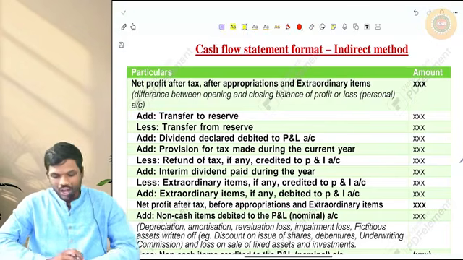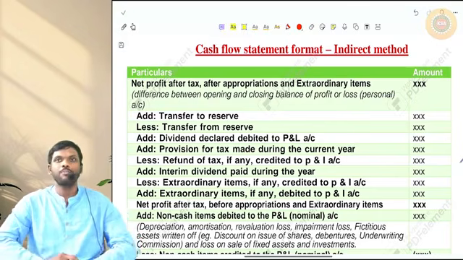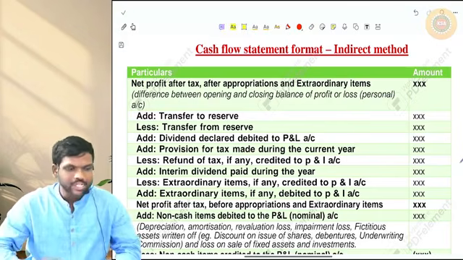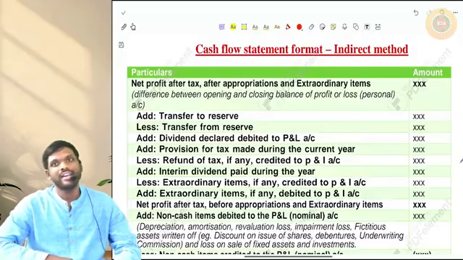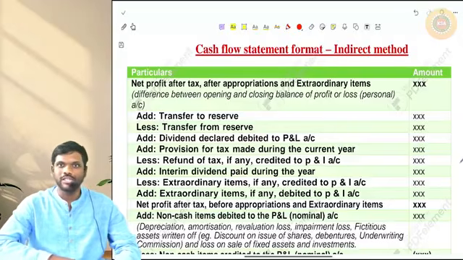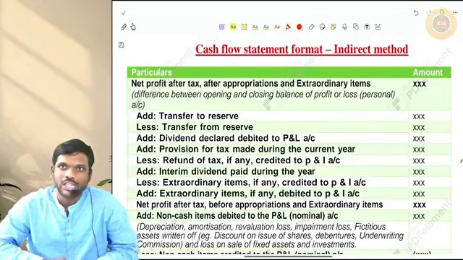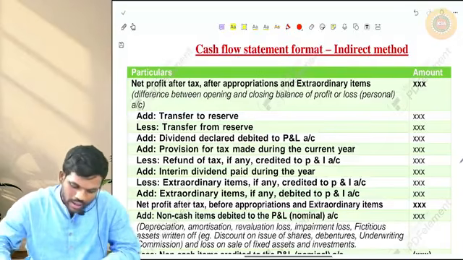Okay. Now let us see how to prepare a cash flow statement. Let us quickly revise this format. Then I will do one book question in here. There is one interesting book question. We will discuss that. Okay.